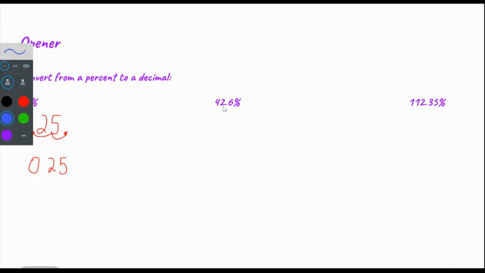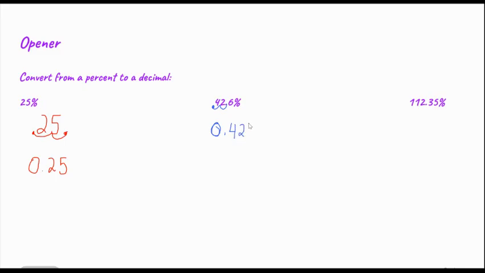Okay. Next, we are dealing with 42.6. This already has the decimal written in it. So I'll go ahead and move it over. 0.426. And then moving it over 2 places to the left.